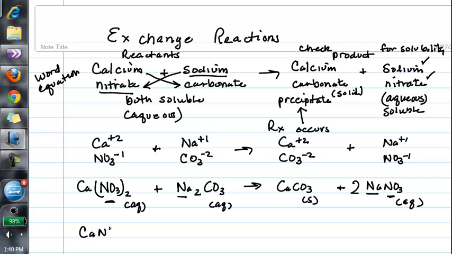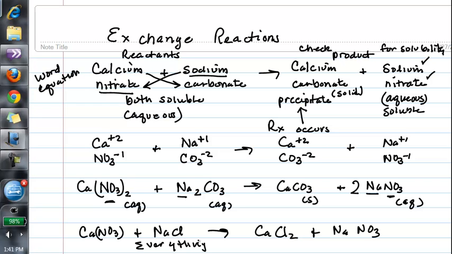Now, in some circumstances, had I had calcium nitrate plus sodium chloride reacting, I would have gotten calcium chloride plus sodium nitrate, and everything here is soluble. And because everything is soluble, we list this as a no reaction. What really happens is you put a bunch of ions in solution and you just have a mixture of ions. There's no chemical change occurring. And this is no reaction because everything's soluble.